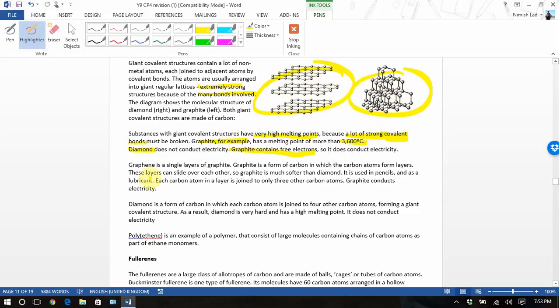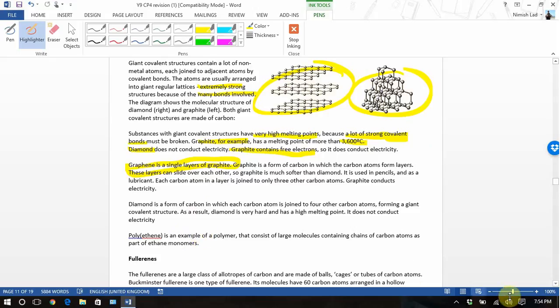Graphene is single layers of graphite. Graphite is formed from carbon, in which the carbon atoms form layers. These layers slide over each other, so it's very much softer than diamond. It can be used as a lubricant actually. That's why it's used in pencils, because every time you write, these layers are coming off. Each carbon atom in a layer is only joined to 3 others. And that's why it has that free electron, which can therefore allow the conduction of electricity. In diamond, each carbon atom is joined to 4 others, so it has this giant covalent structure. As a result, it's very hard and has a high melting point and doesn't conduct electricity.